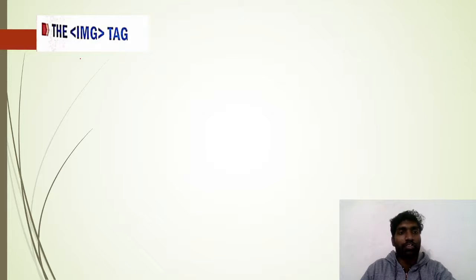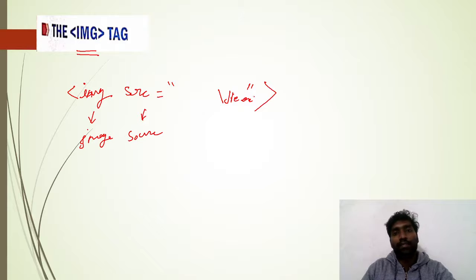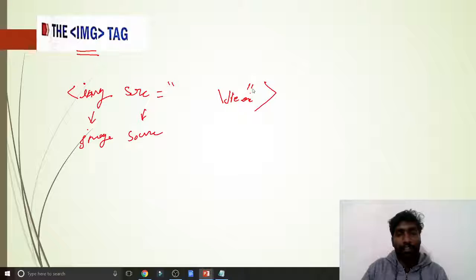Now first of all, image. I already taught you how to insert an image in a web page. First of all, IMG denotes the image, SRC denotes the source, equal to the location with file name and extension. This is the way to insert the image. Correct? I already taught it in an online class. Once again I will teach you.